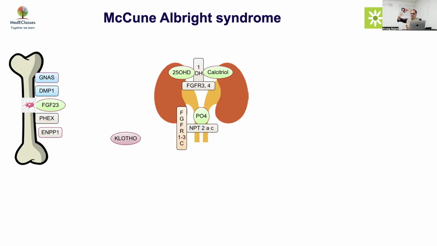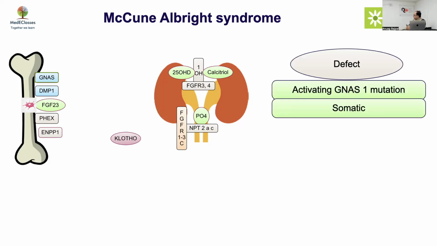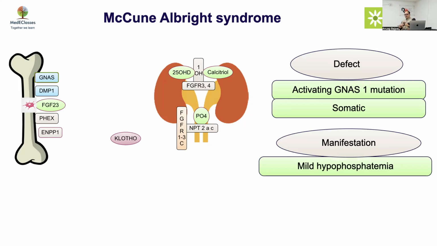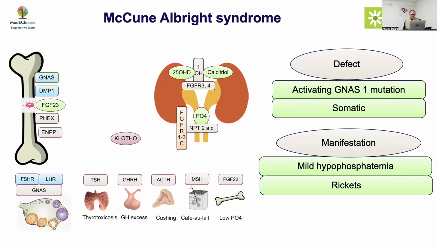So everything can happen more because of that. So this is a problem of the GNAS1 mutation. It's a somatic mutation. Somatic means that some cells are affected, some cells are not affected. So it causes a mild form of disease, but rickets is common. We have seen patients with McCune-Albright with rickets, but other manifestations like peripheral precocious puberty, thyrotoxicosis, growth hormone excess, Cushing's, cafe au lait, and low phosphate can be there.